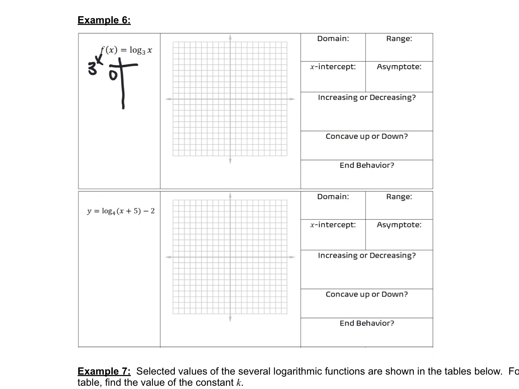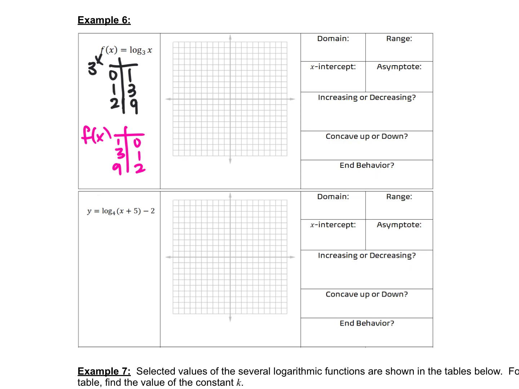So if I plug in 0, what's 3 to the 0? 1. And what's 3 to the first? 3. And what's 3 squared? 9, okay? I know for my log function f of x, it's the inverse of those ordered pairs. In other words, I just switch those points. So (1, 0), (3, 1), (9, 2). Those are the values we're going to graph, okay?